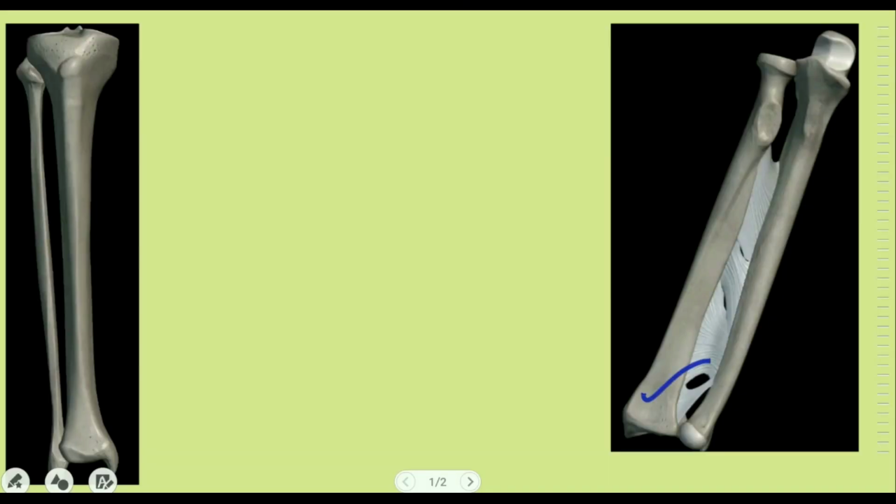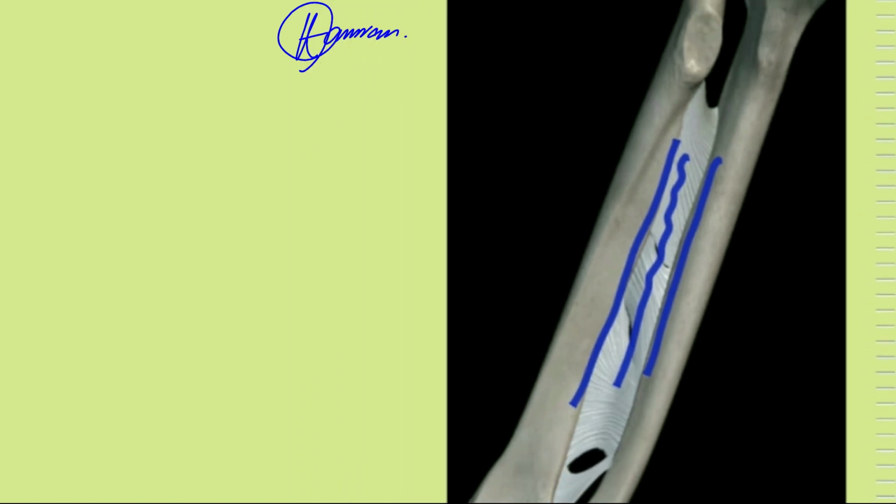Now look here. This is the radius and the ulna bone of the forearm, upper limb, and this is the tibia and the fibula bone of the leg, lower limb. Radius and ulna are the paired bones, and tibia and fibula are the paired bones. These paired bones are homologous to each other. Radius is homologous to the tibia and ulna is homologous to the fibula. The shaft of the radius and ulna, tibia and fibula is triangular in shape and gets attached over the interosseous membrane. So both the bones will have an interosseous border towards the interosseous membrane.